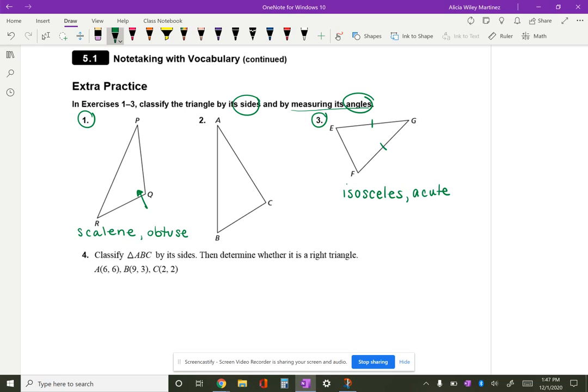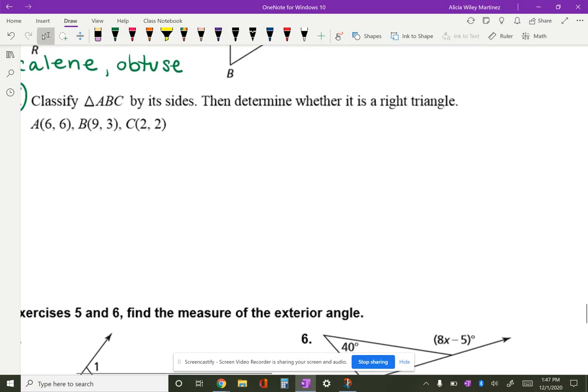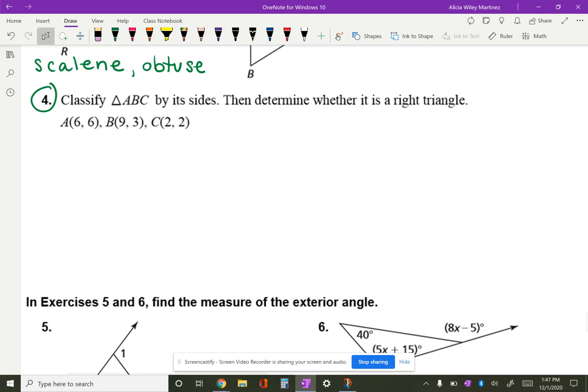Going to number 4, it's a little bit different. So here in number 4 is where you're going to use the distance formula that we reviewed the other day. This is also where I'm going to use Desmos to help me out a little bit. Now, in order to determine what type of triangle it is by its sides, you need to know the length of each side. Okay, so in any triangle, there are 3 sides. So we have a triangle that's made up of these 3 points, and I'm not drawing this to scale. Just imagine that you have A, B, C.